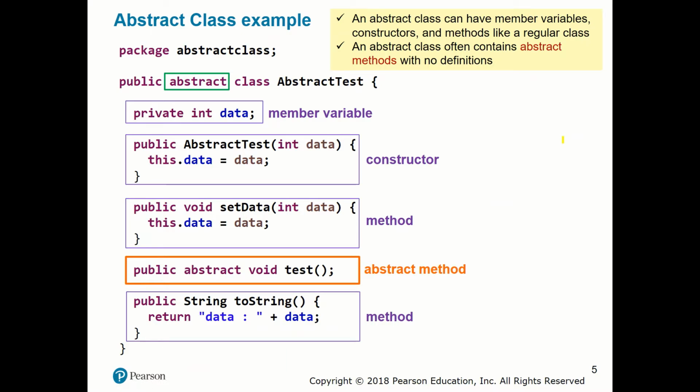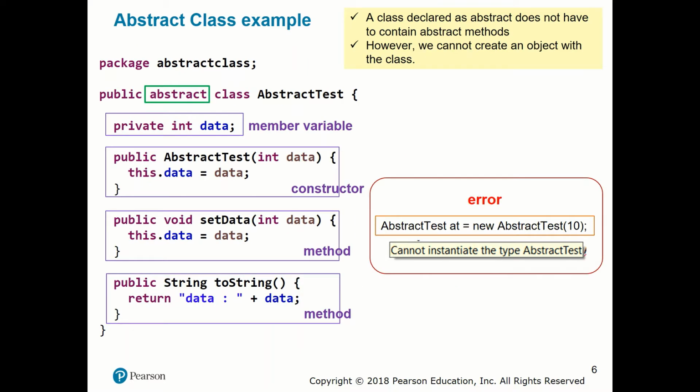This is an abstract class example. As you see here, this class is an abstract class. It is defined like this. It has member variables, a constructor, and general methods. And this is an abstract method because there is no body, there is no brace, and it finishes with a semicolon. So an abstract class can have member variables, constructors, and methods like a regular class. An abstract class often contains abstract methods with no definitions.